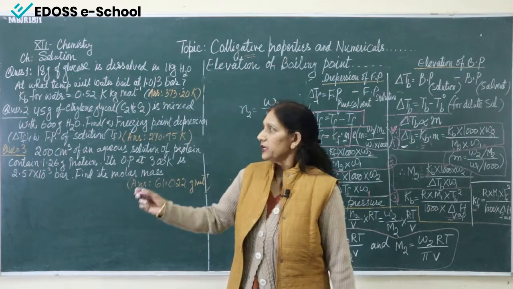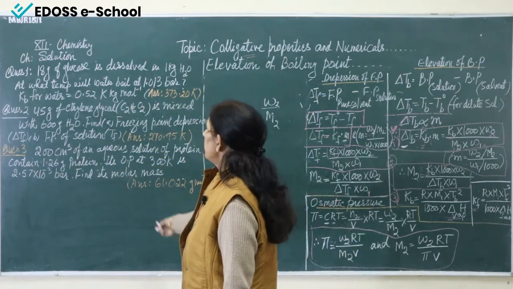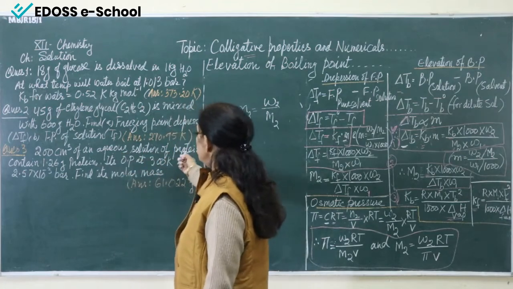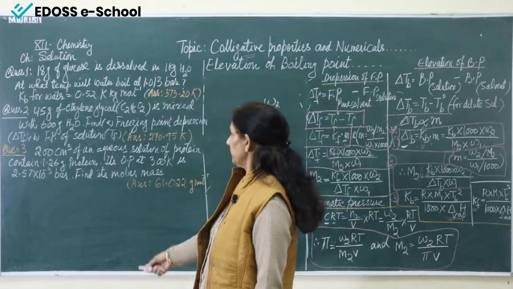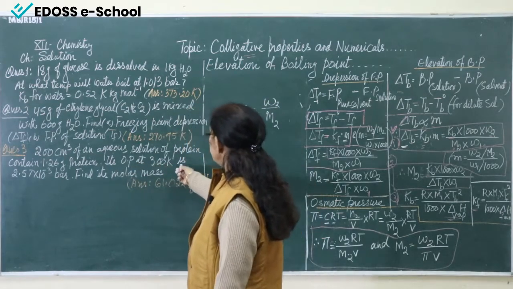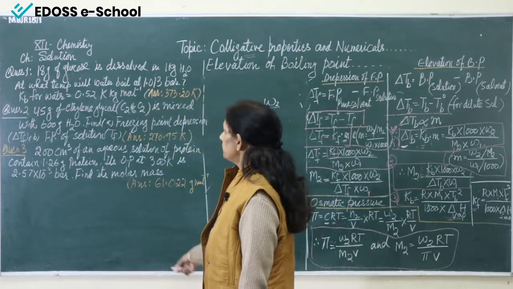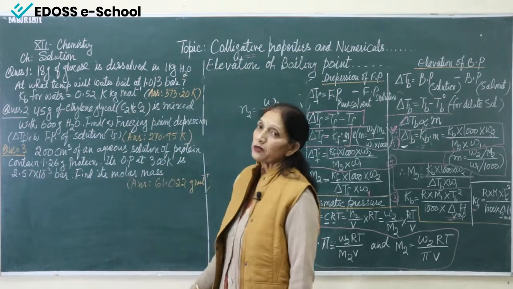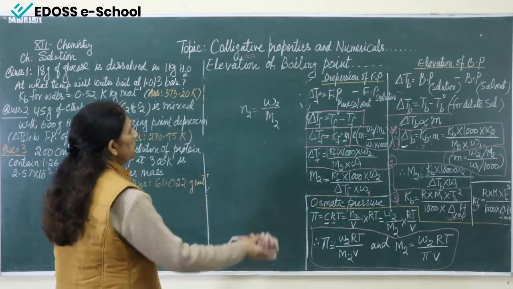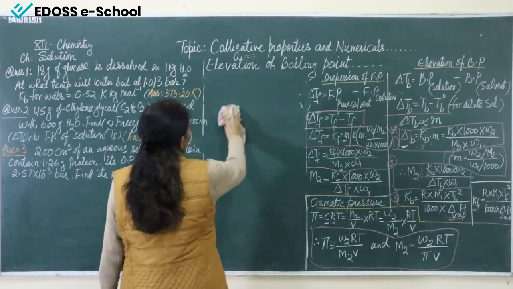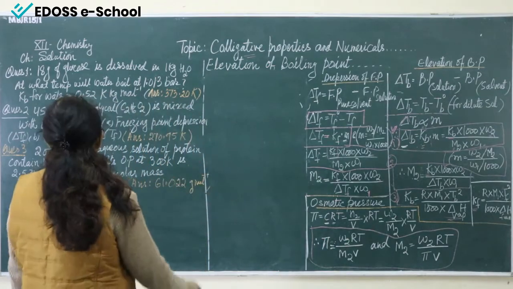Now coming to the related numerical. See here, this is the numerical. 200 cubic centimeter of an aqueous solution of protein contains 1.26 gram of protein. Its osmotic pressure at 300 Kelvin is 2.57 into 10 raised to power minus 3 bar. Find its molar mass. So in the same way, first of all we will see what is given in the numerical.